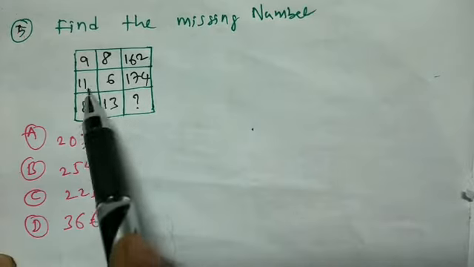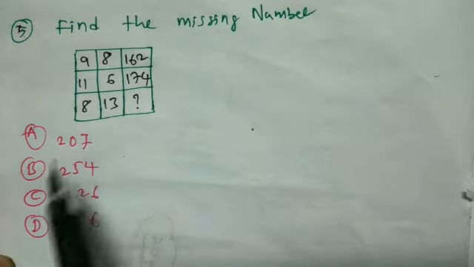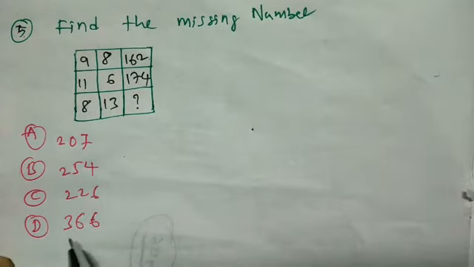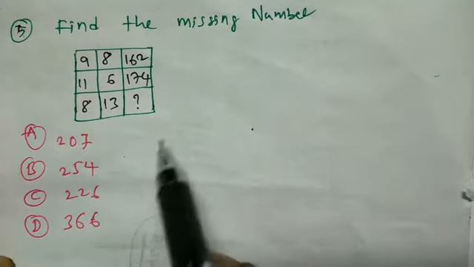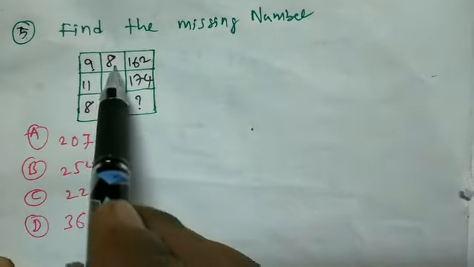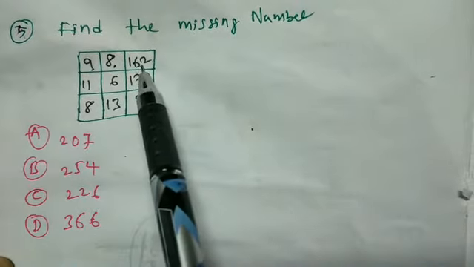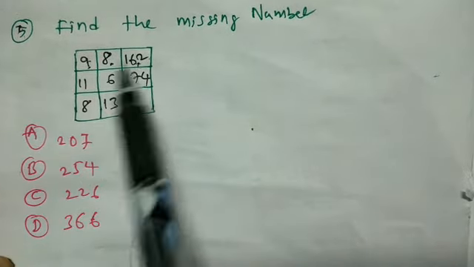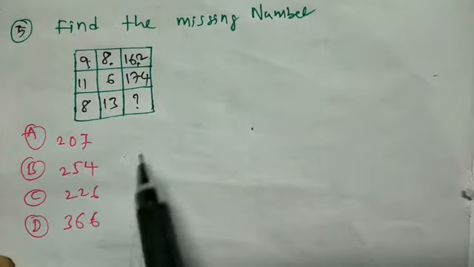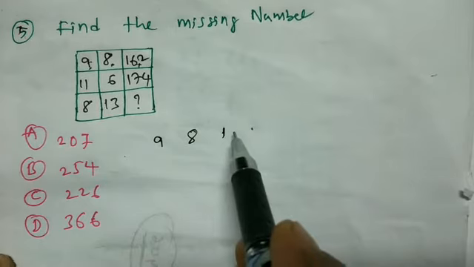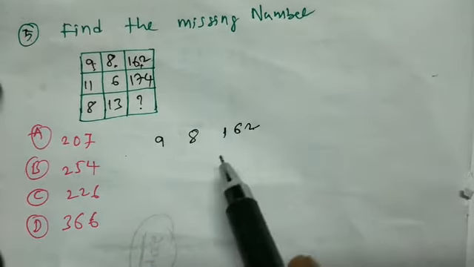Question number 5. Find the missing number. 9, 8, 162; 11, 6, 174; 8, 13, question mark. Options are 207, 254, 226, 366. Students, if we see here, with the help of 9 and 8, we need to get 162. Is it or not? With the help of 9 and 8, we need to get 162.